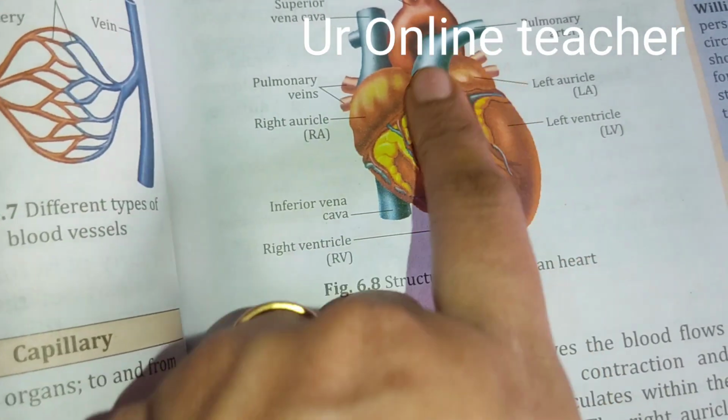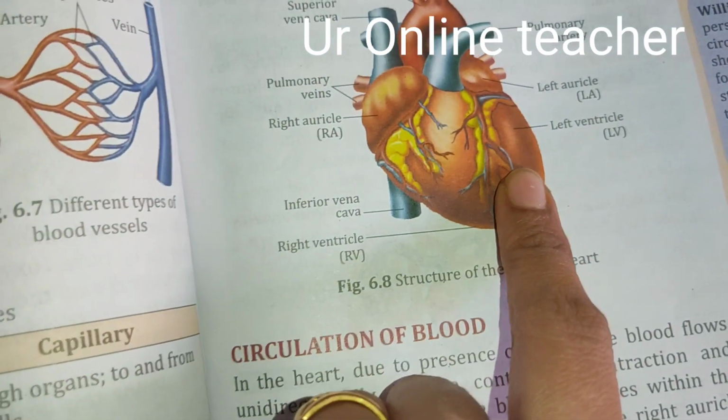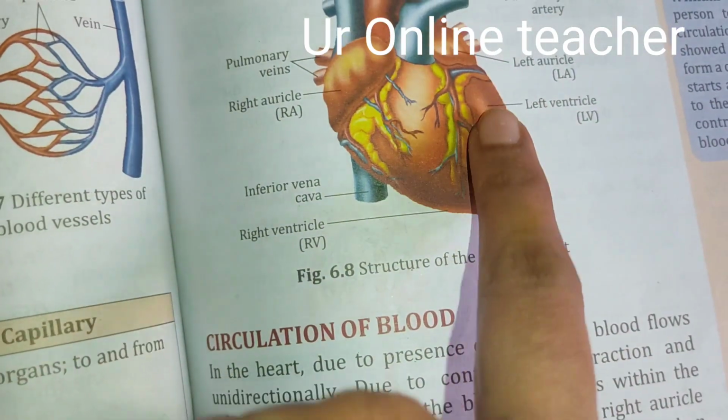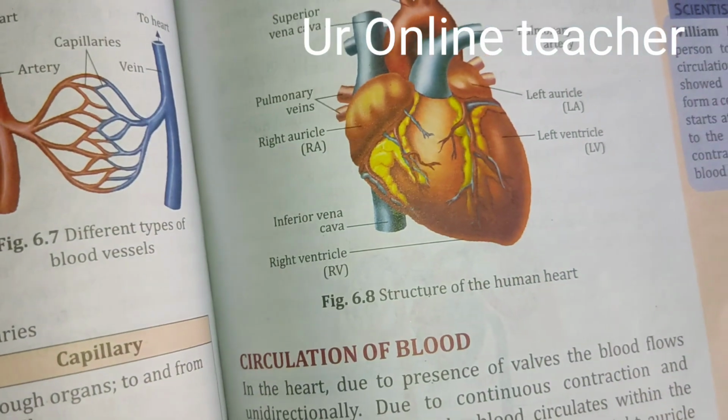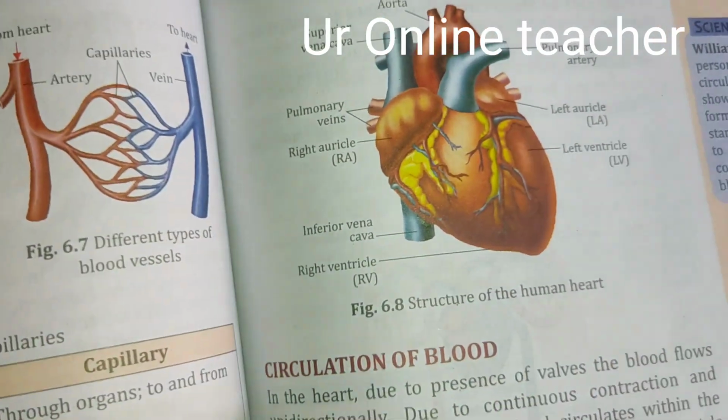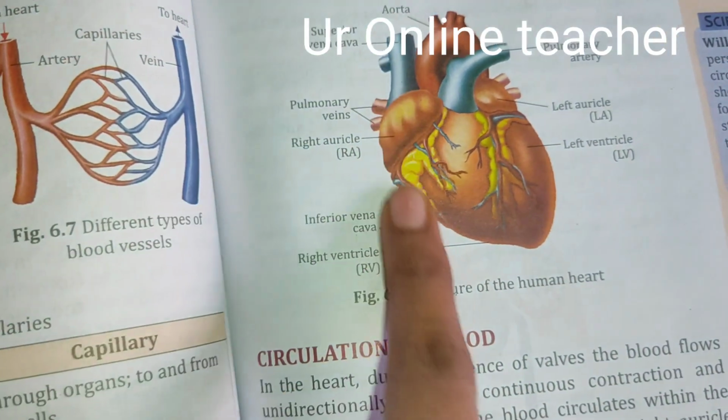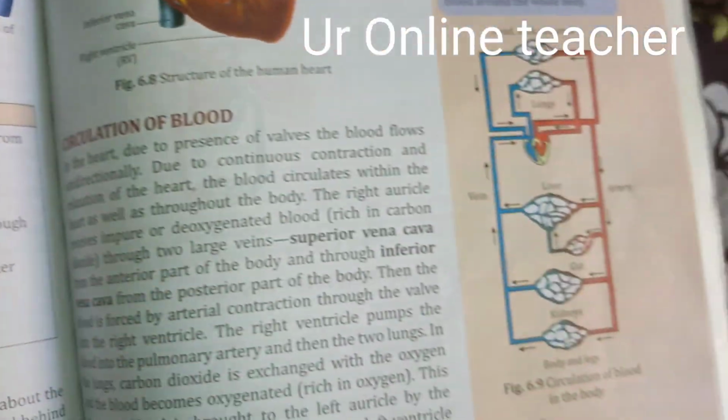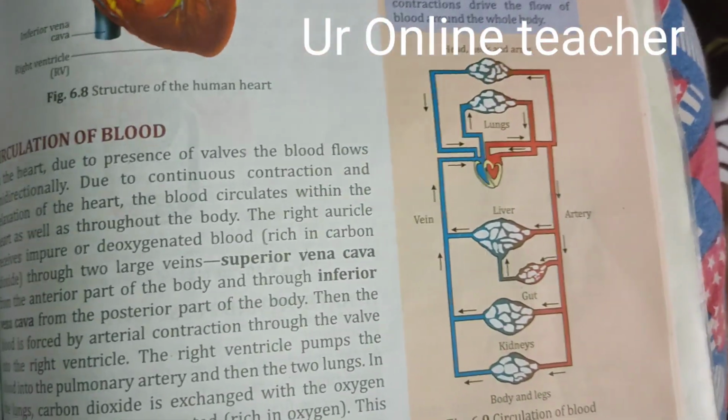again it gets filled due to contraction and relaxation, it comes to the left ventricle. So from the left ventricle, it is carried to all the parts of the body. Again it becomes deoxygenated blood, like this, it will be a continuous process. See here.